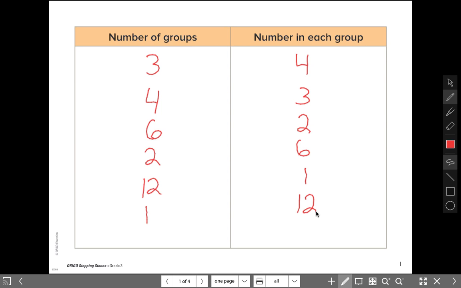These are all the different ways you can divide 12. Okay? You could put it in 3 groups of 4. You could put it in 4 groups of 3. 6 groups of 2. 2 groups of 6. 12 groups of 1. 1 group of 12. These are called the factors of 12.